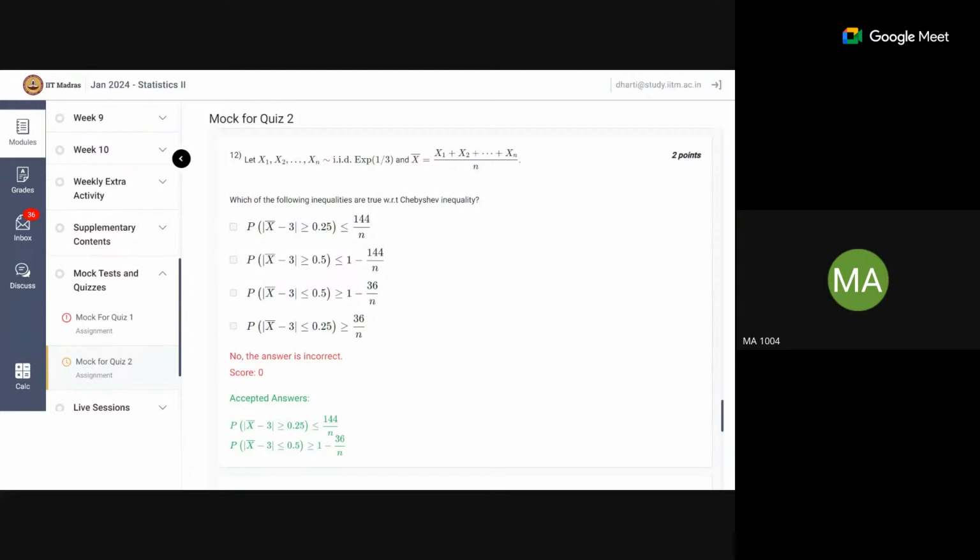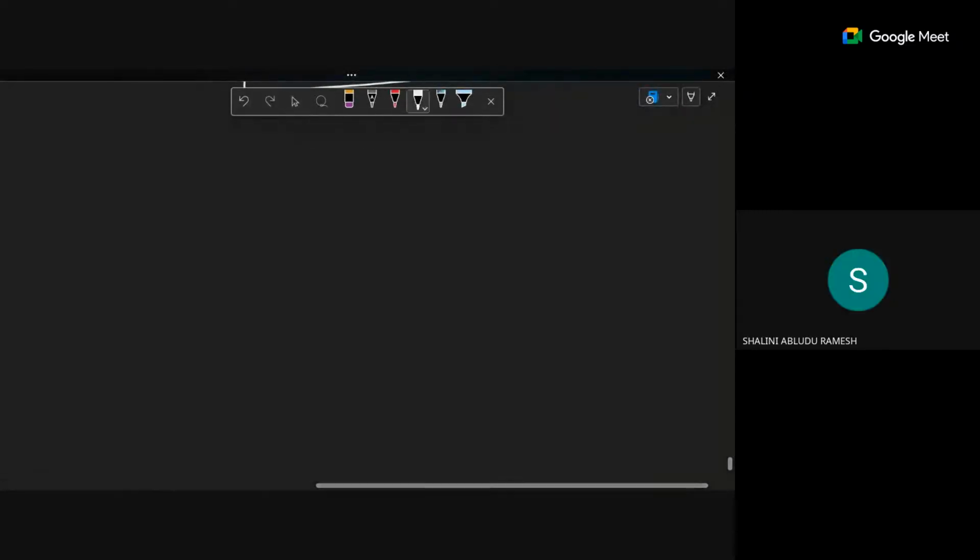Okay, to solve this kind of question, what is our first task? Calculate the mu and sigma square. Okay, so what is mu here? What is sigma here? Mu is 3, sigma square is 9. Okay. So the xi's are following what? Exponential distribution with lambda 1 by 3.